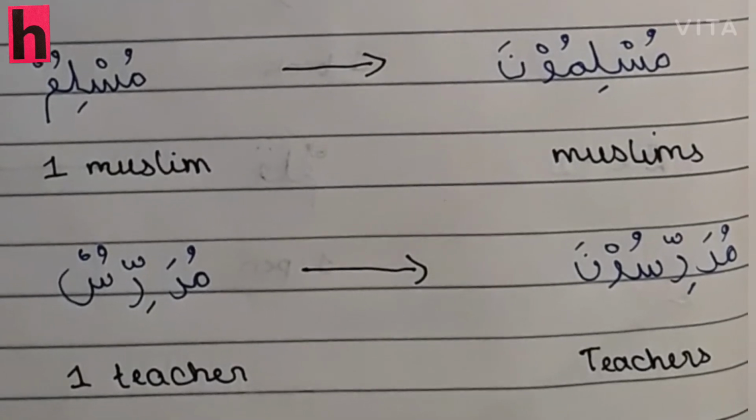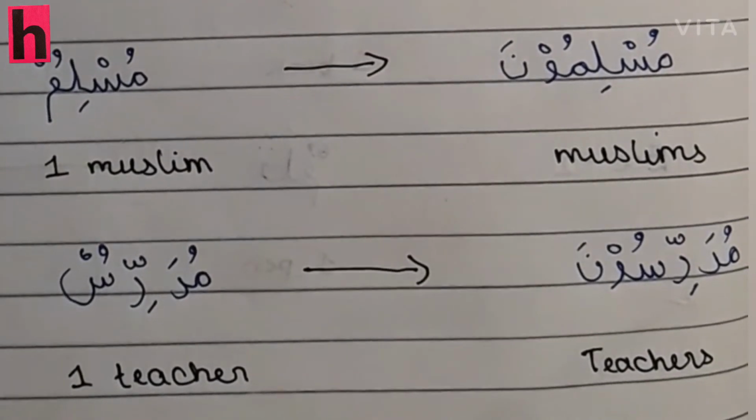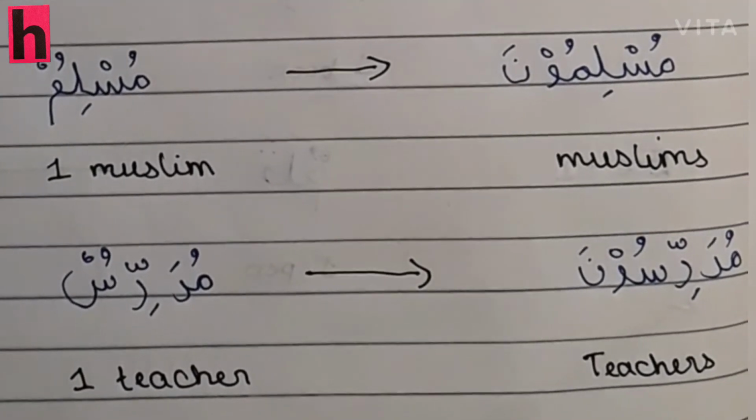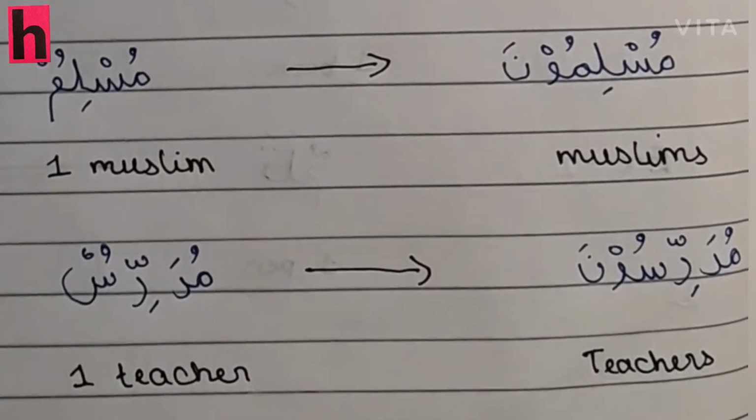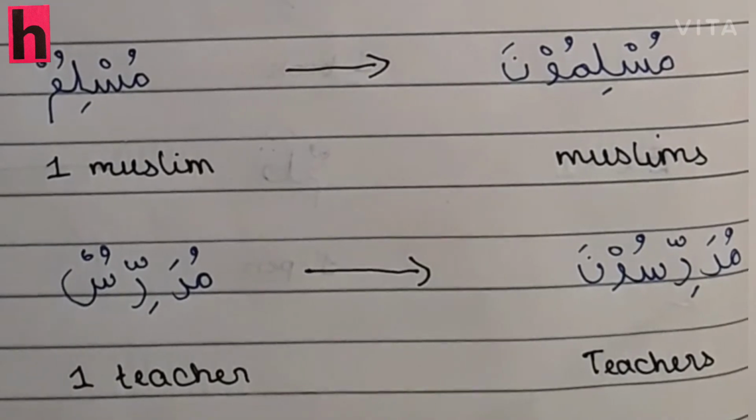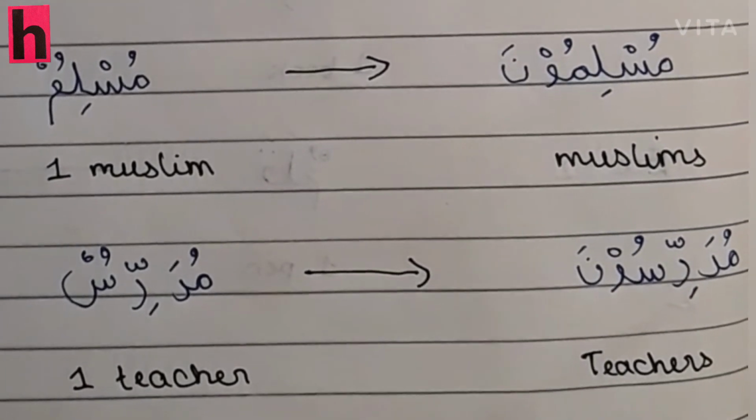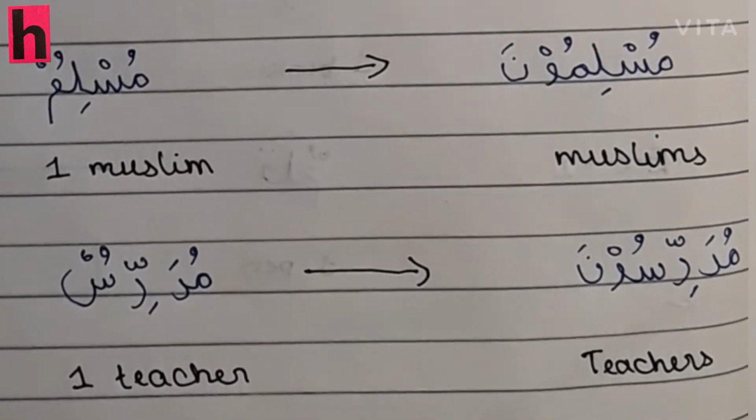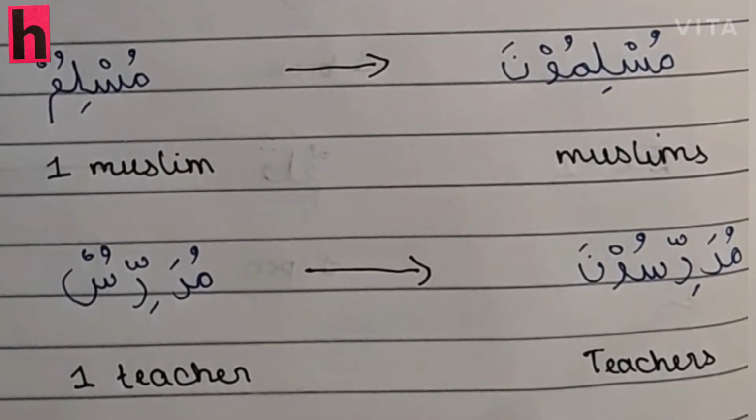Mudarrisun will be changed into Mudarrisuna, which means teachers. So Muslimun means Muslim, and when we add waw noon it becomes Muslimuna. Example number 2, Mudarrisun meaning one teacher. When we add waw noon it becomes Mudarrisuna meaning teachers. Now let's move on with the feminine category.